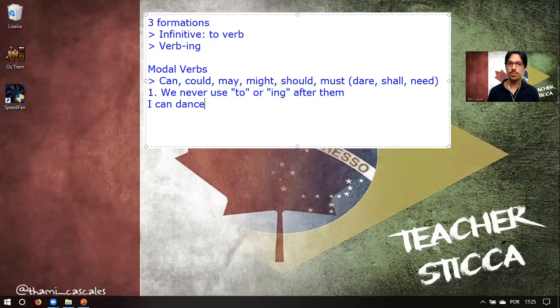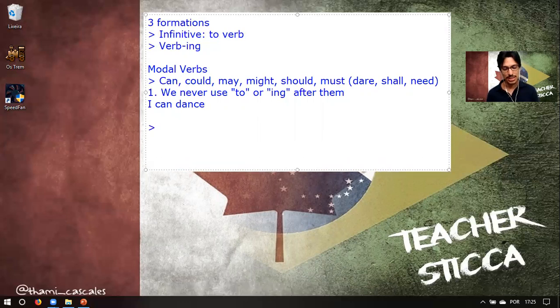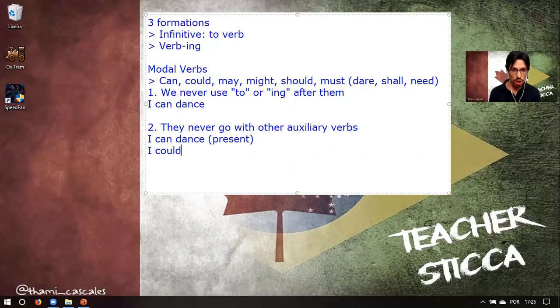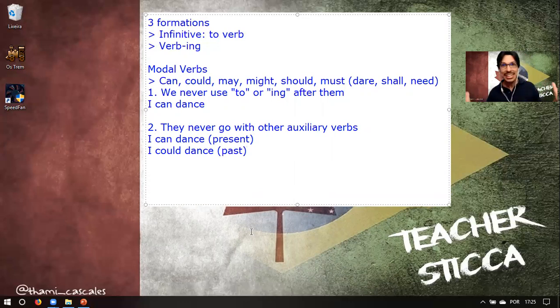This is a modal verb. Can is a modal verb. Second situation, and very, very important. This is the most important thing. Now, this possibly is one of the top 10 mistakes my proficiency examination students commit. They never go with other auxiliary verbs. And this is quite a problem for us. But let me tell you this. I can dance is in the present. I could dance is in the past. How do we make this in the future?